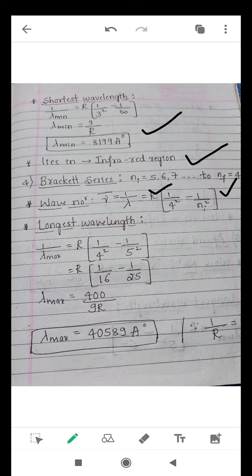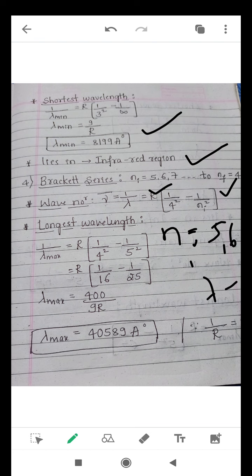So the wave number is given by mu bar is equal to 1 divided by lambda, equals R times of 1 divided by 4 square minus 1 divided by Ni square. So the value of Ni is 5, 6, 7 and so on.